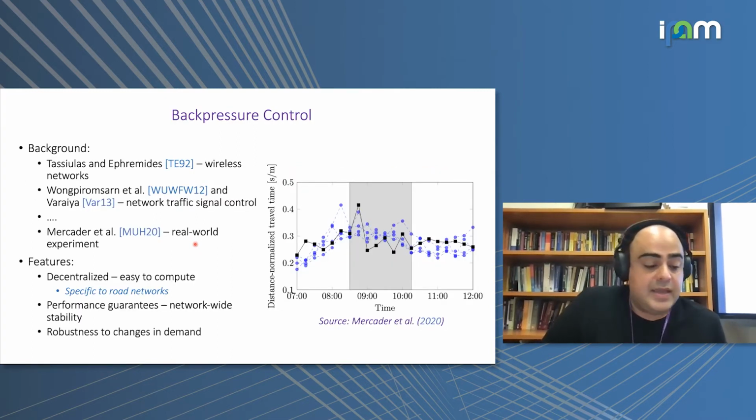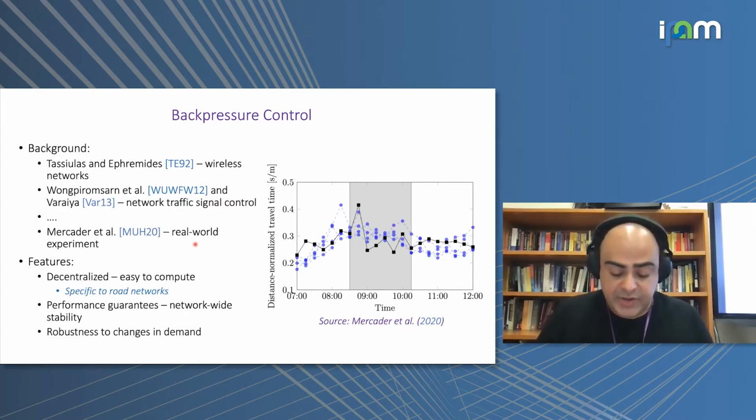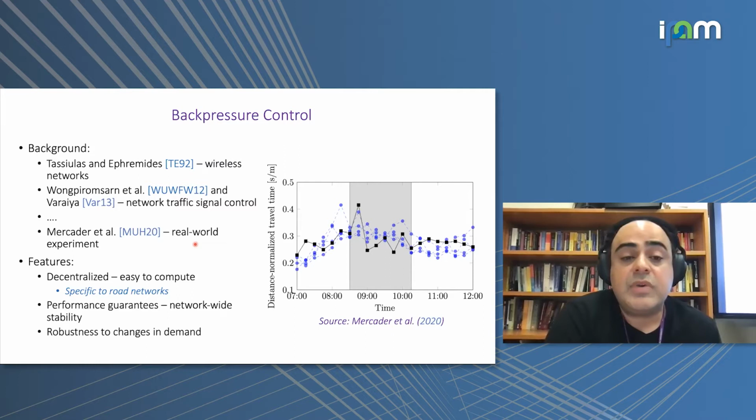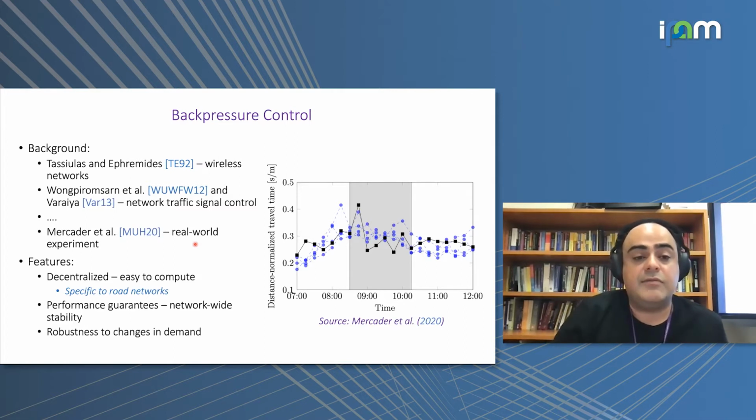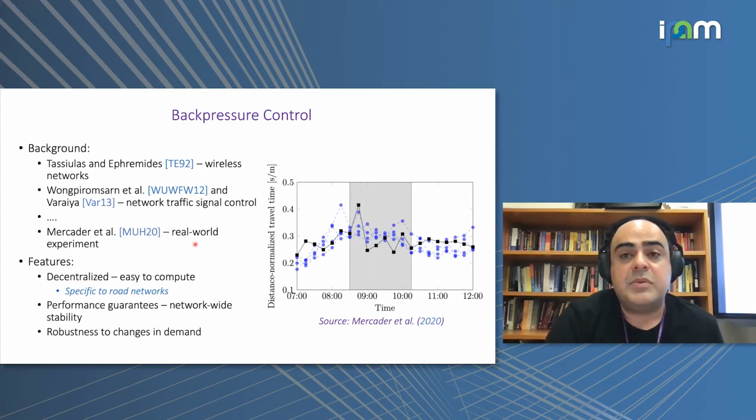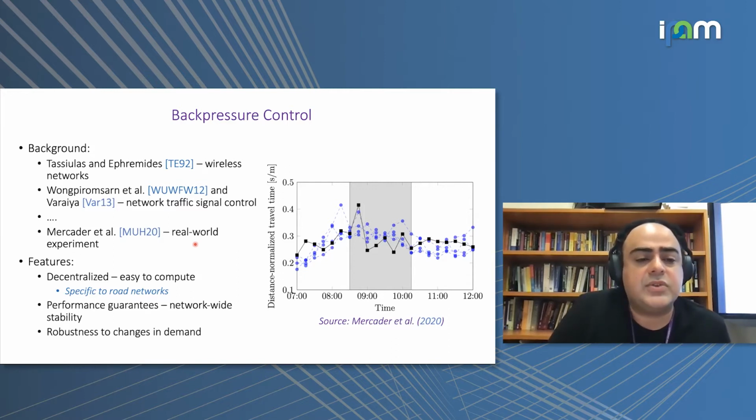To give you a quick background, the backpressure algorithm was discovered by Tassiulas and Ephremides in 1992, and their motivation was packet routing in wireless networks. They were looking at different nodes in a communications network that need to communicate, where the channels interfered with one another. So you're trying to pick a bundle of channels that you can activate at any one time that do not interfere in such a way, and that achieve certain objectives.